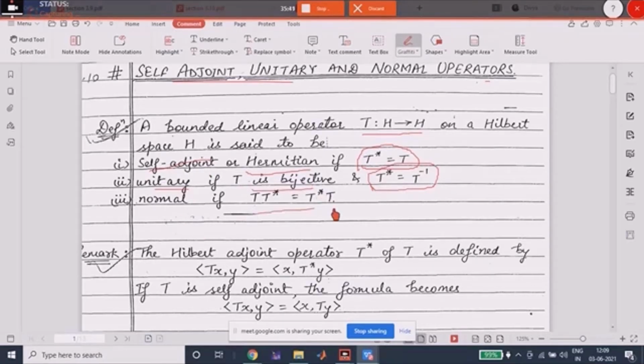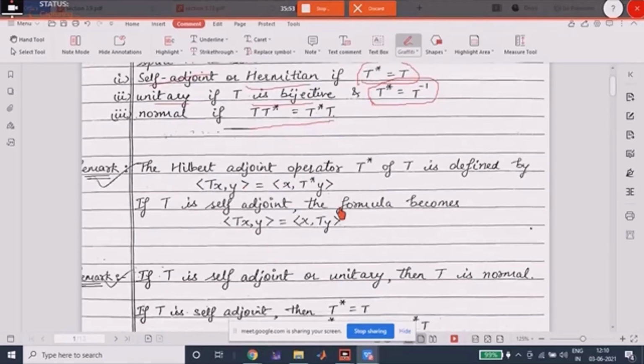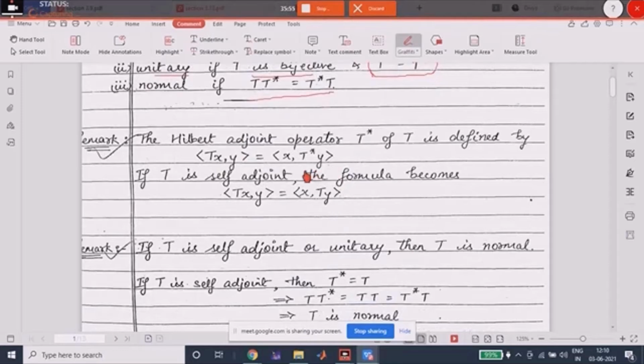Unitary if T is bijective and T star is equal to T inverse, right? So for unitary we need bijectiveness and T star equal to T inverse, and it would be normal if T star T is equal to T T star, right? Same concepts as you are used to in matrices.